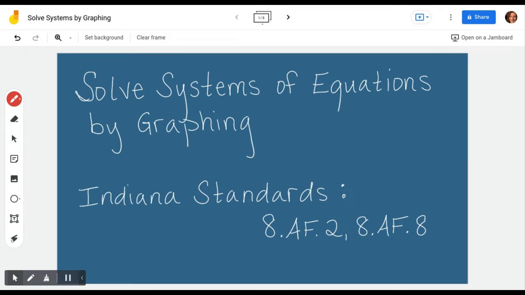Hi, folks. We are going to solve systems of equations today. There's a few different methods for solving systems. Today, we're going to focus on the one that is traditionally taught first. We're going to solve them by graphing.